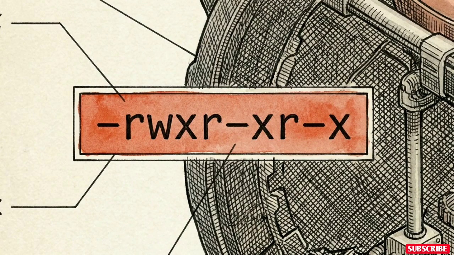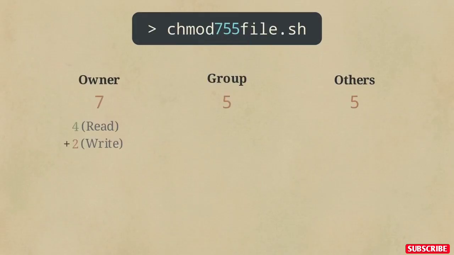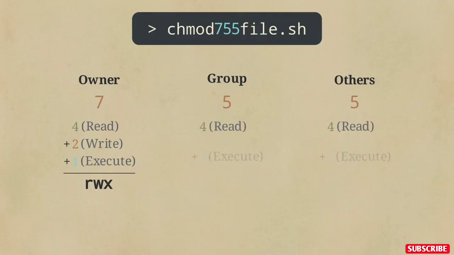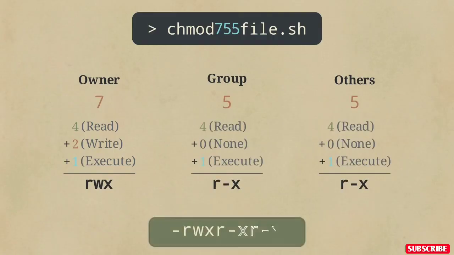Because everything is a file, security is handled through a strict mathematical permission system. Read is assigned a value of 4, write is 2, and execute is 1. When you see a command like chmod 755, it's basic addition. The owner gets 4 plus 2 plus 1, a 7, granting full read, write, and execute access. The group and others get a 5, which is 4 plus 1, giving them only read and execute permissions.